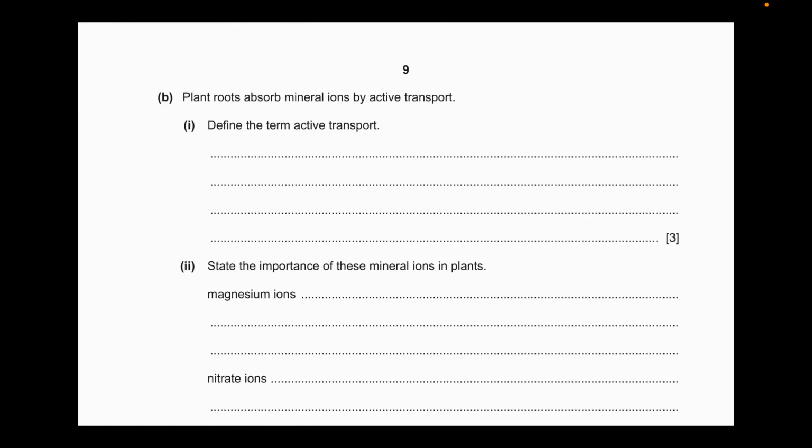Okay guys, moving to the next question. The plant roots absorb mineral ions by active transport. Define the term active transport. Guys, active transport is the movement of particles through a cell membrane against the concentration gradient using the energy from respiration. So it has to be against the concentration gradient.